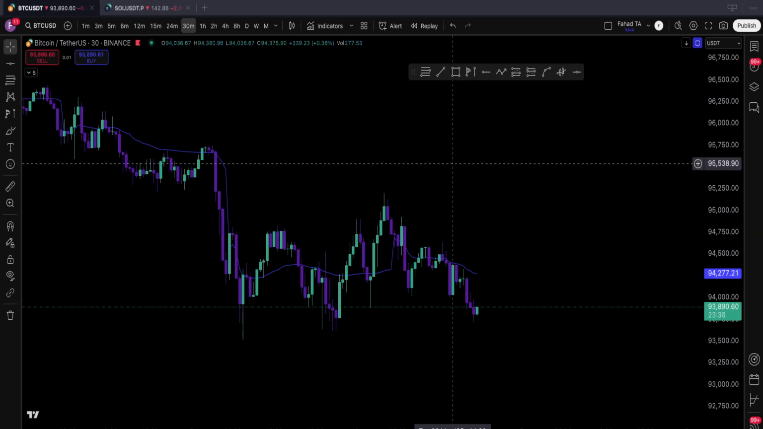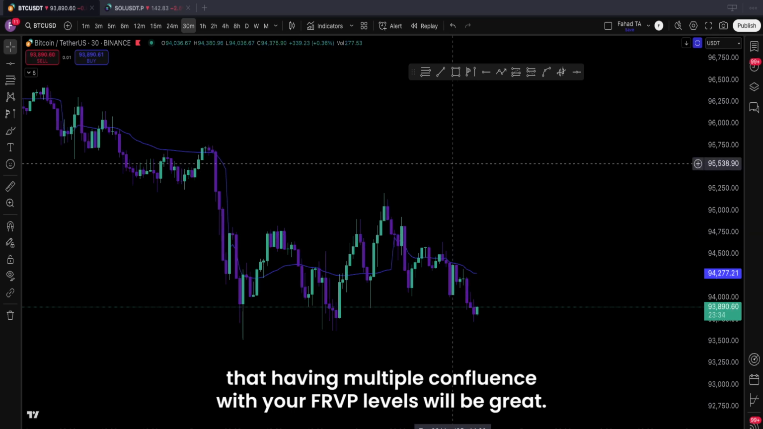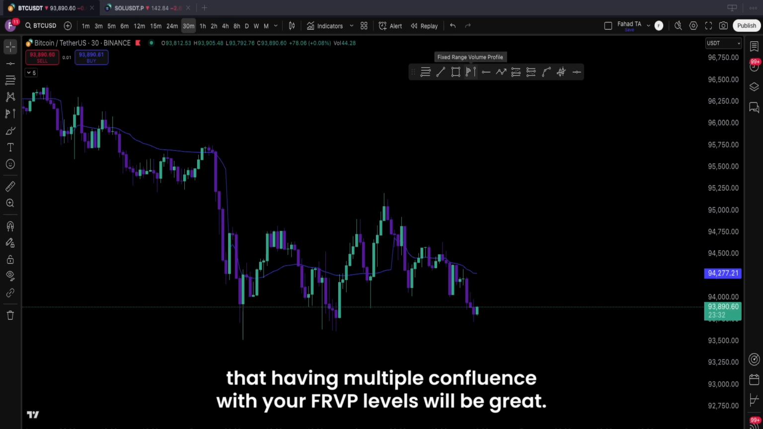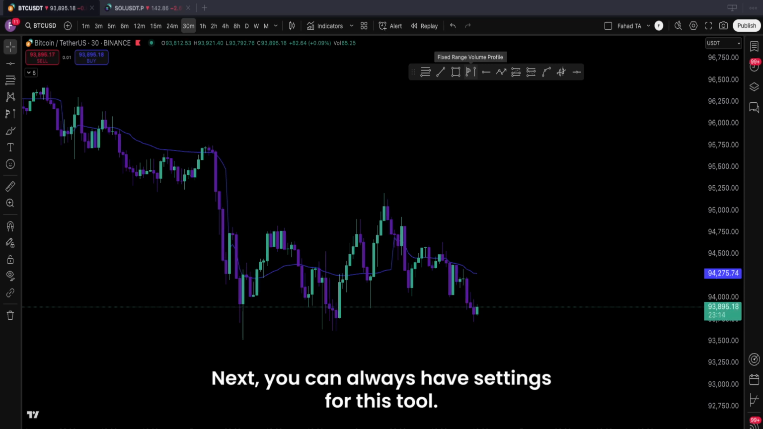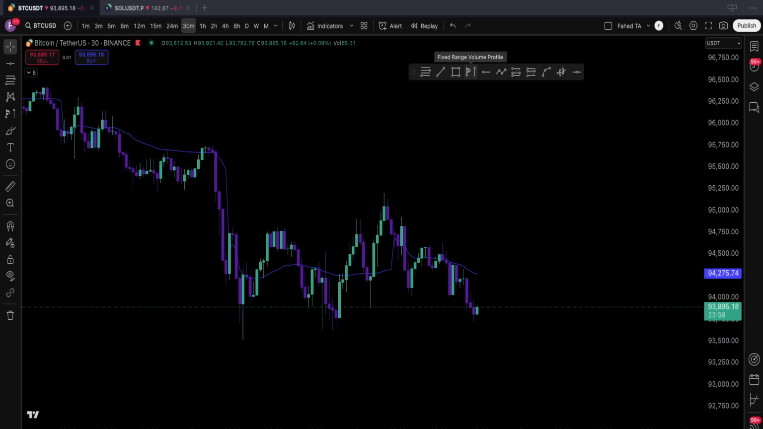Next would be the most important part: having multiple confluence with your FRVP levels will be great. Be it some liquidation zone, some naked levels, some weekly levels or any kind of levels, it's always good to have some kind of confluence around your trading area. I personally like to have at least 3 kinds of confluence whenever I am planning to get into a trade. Next, you can always have settings for this tool. You can have a customized setting based upon whatever you like, and it's completely adjustable as well.